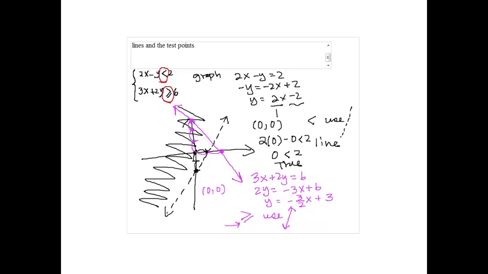Now the test point. Again, we're going to use 0, 0 as a test point. Plugging 0, 0 into the original inequality, we have 3 times 0 plus 2 times 0 is greater than or equal to 6. 0 is greater than or equal to 6. This is a false statement. So the side that has the 0, 0, which is the down side, is false. So we're going to shade above the line.